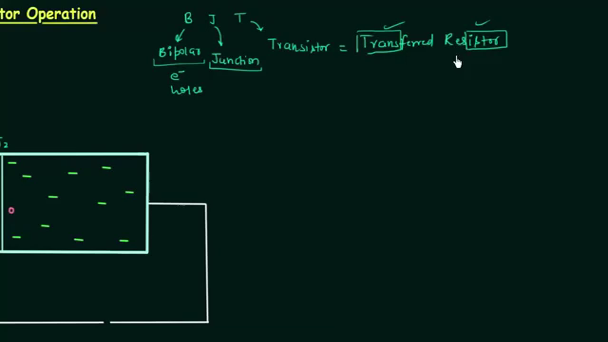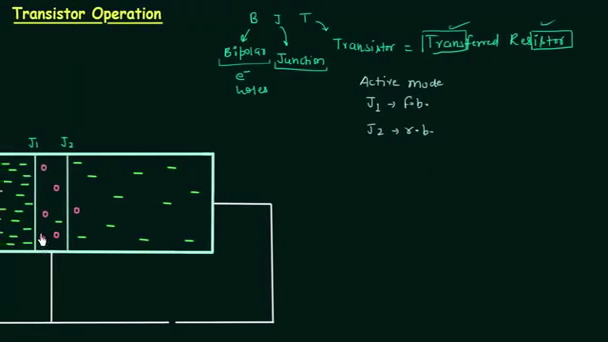Now what is the meaning of transferred resistor? If we talk about the active mode of operation, then we already know junction J1 is forward biased and junction J2 is reverse biased. When junction J1 is forward biased, it will offer a very low resistance, or ideally the resistance should be 0. When junction J2 is reverse biased, it will offer a very high resistance, or ideally the resistance must be infinity.